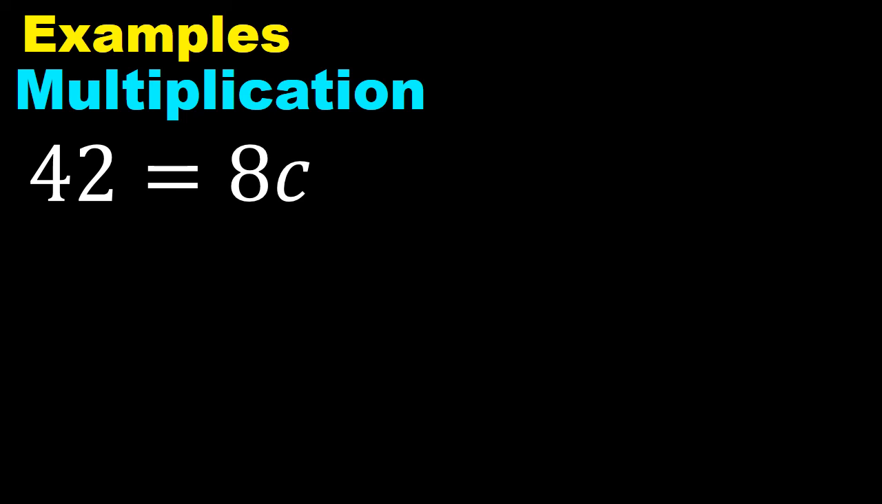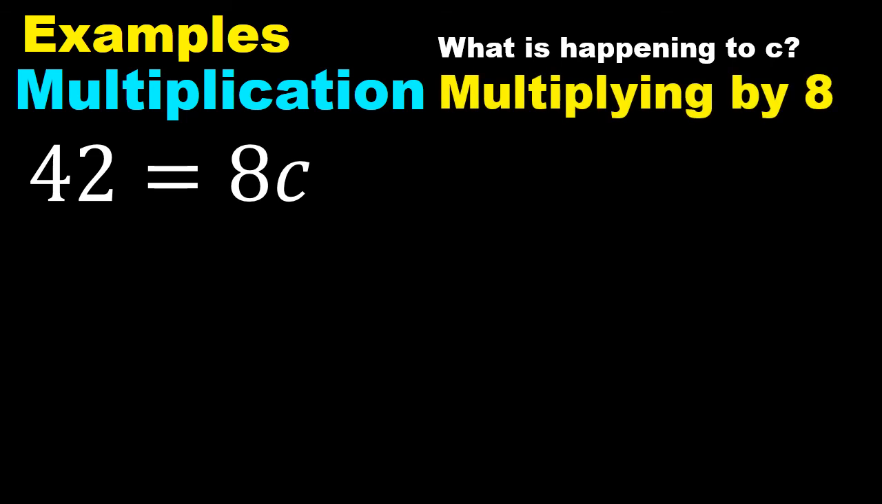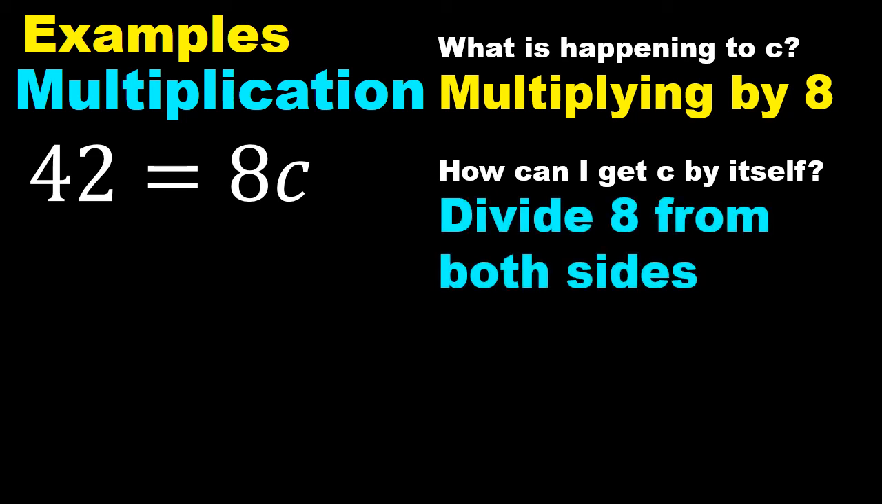So you have 42 equals 8c. Remember, if I see the coefficient and the variable next to each other, that operation means that I'm multiplying. And so what is happening to c is that I'm multiplying c by 8. And how do I get c all by itself? I'm going to divide, because the opposite of multiplying by 8 is dividing by 8.